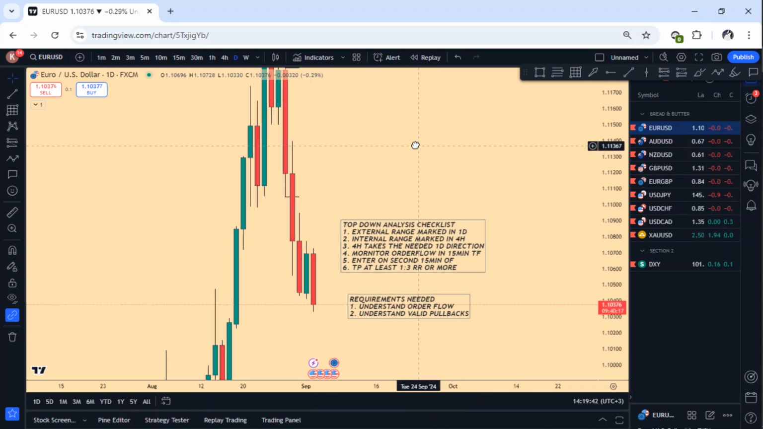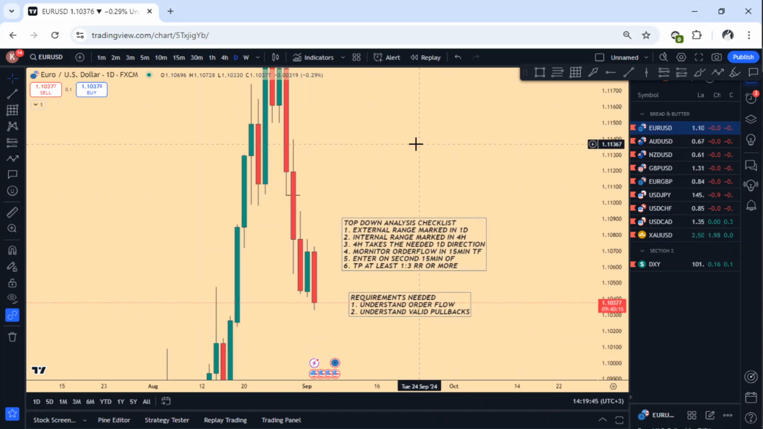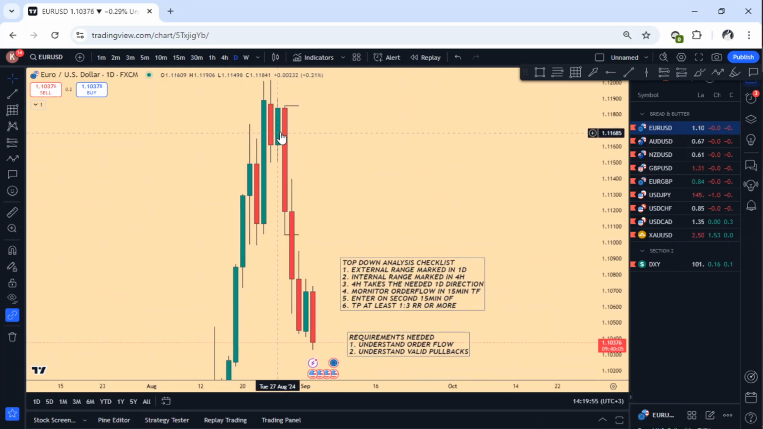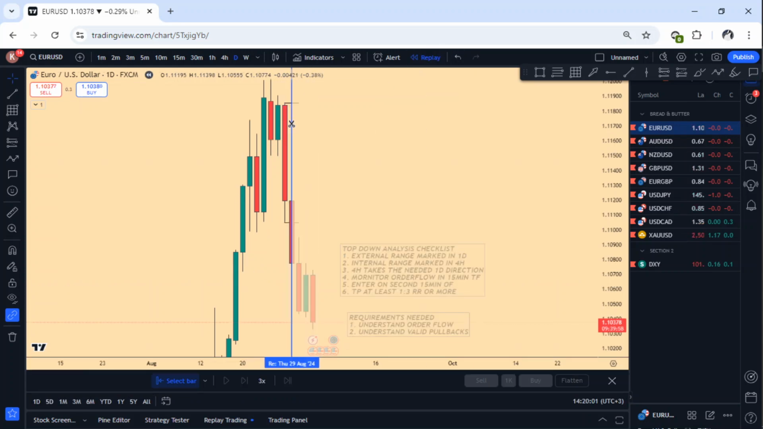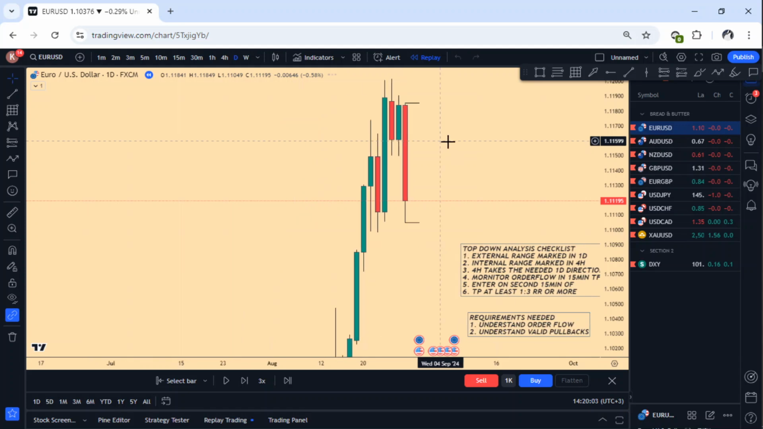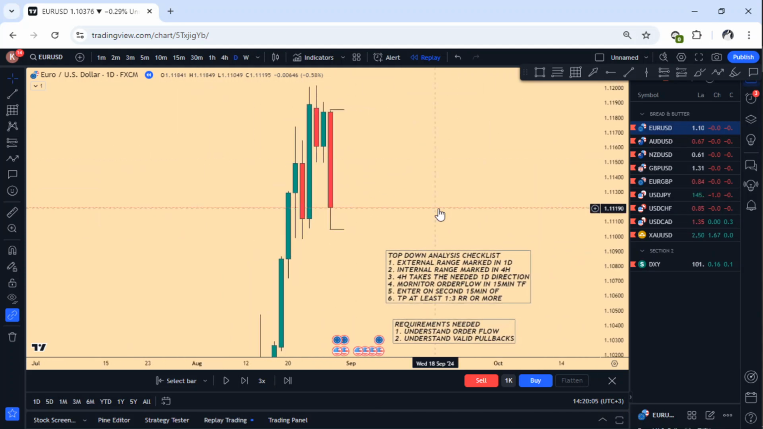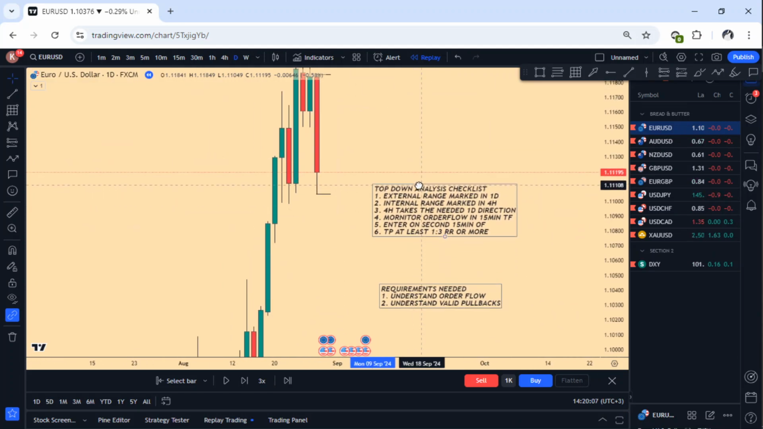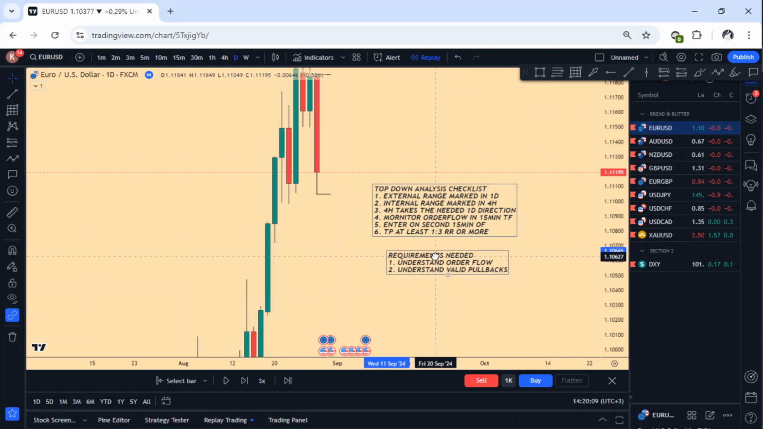Now there are criteria under which I come to the market, place the markings, and then I go about it. The first thing I check is external range marked in 1 day. Now this is an example, so I want us to start from this point. Maybe I need to bar replay a little bit. All these trades that I'm going to show you here, I've taken them and they're in my Telegram group. I'm going to show you them, so don't think that I'm just marking them randomly.